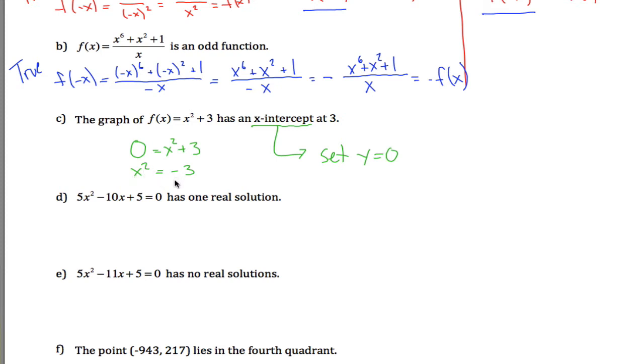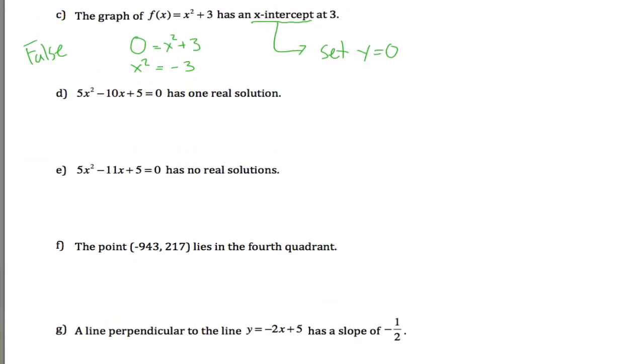Okay, that's not true. I guess if you're dealing with imaginary numbers, you could solve this equation. But the point is, the solution to this equation is not 3. 3 squared is not the same as -3. This does not have an x-intercept at 3. That statement is false. In case you're curious, turns out this has a y-intercept at 3. To figure out the y-intercept, you make the x equal to 0. If x is 0, I get y equals 0 plus 3. This graph has a y-intercept at 3, not an x-intercept at 3. False. All right, moving on.